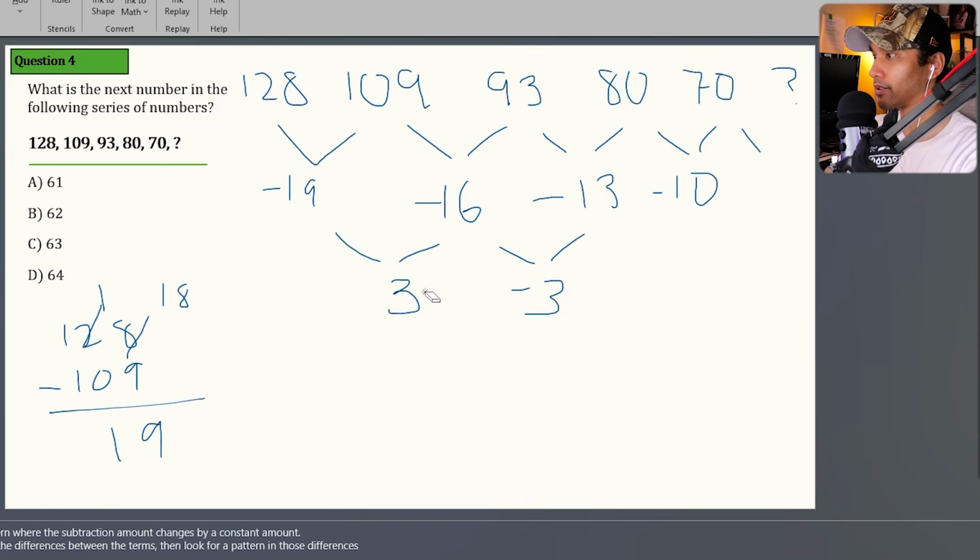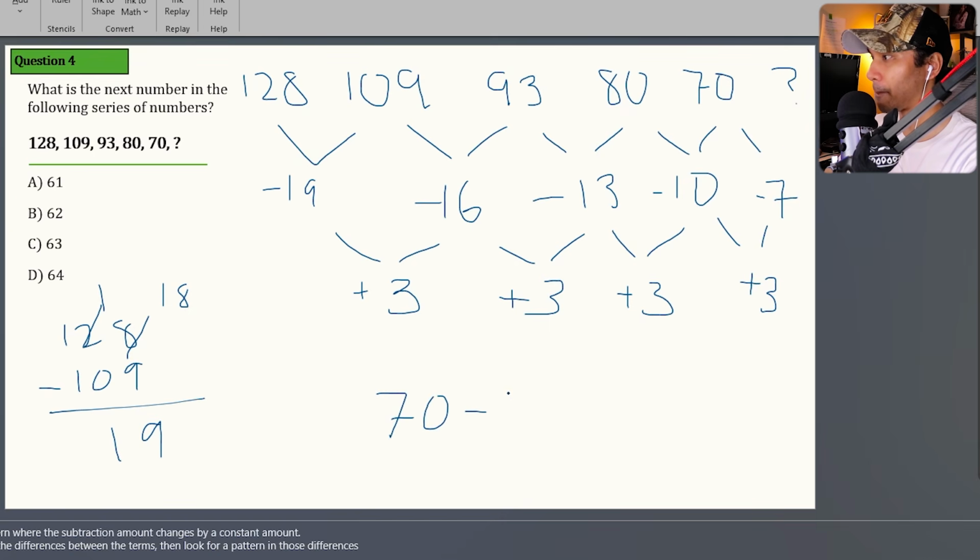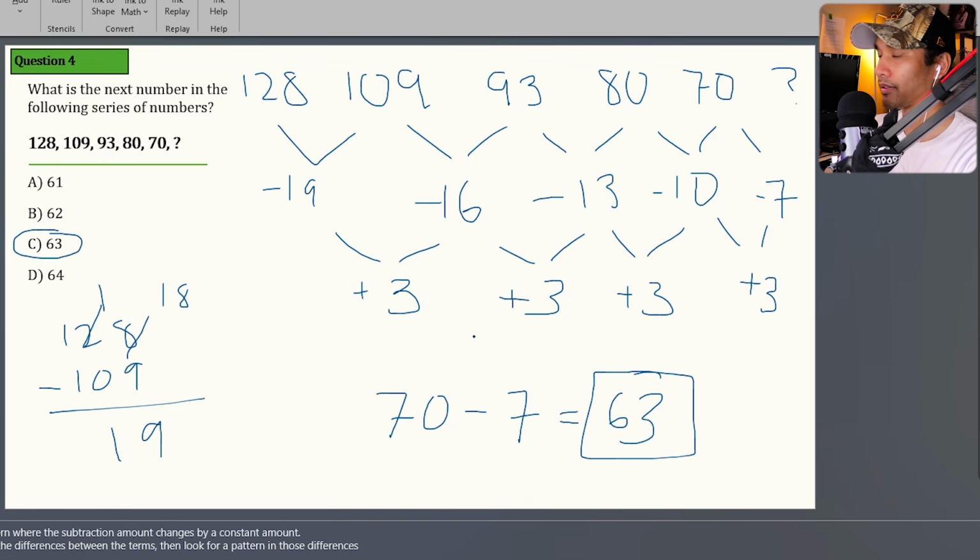And this would be plus, plus, positive, right? Negative 13 to negative 10 is positive 3. So because negative 13 plus a 3 equals negative 10. And then the pattern is positive 3. Negative 10 plus 3 equals negative 7. 70 minus 7 equals, so I'm going to put that over here. 70 minus 7 equals 63, which equals C.